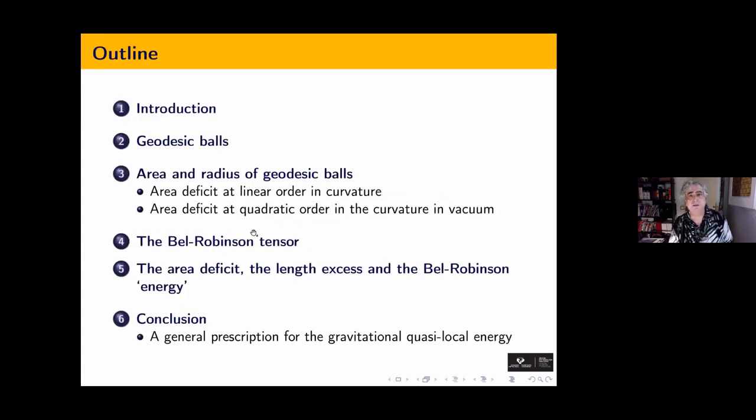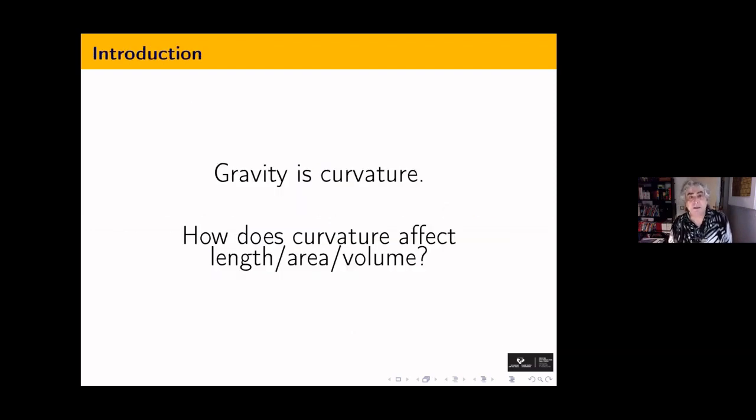And this is the outline of my talk. So I will introduce some geodesic balls, and then I will just compute very, very simple things, the area of the boundary of the ball, and then I will try to find a connection with the definition of quasi-local energy. Now, the main idea behind my talk is very, very elementary.